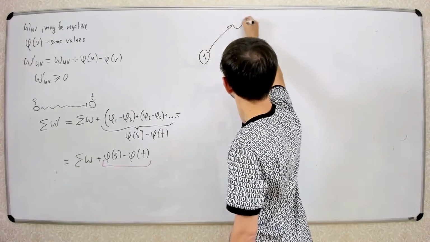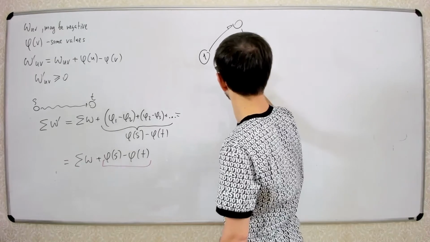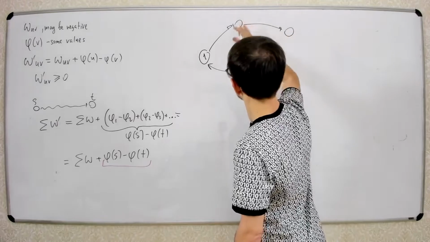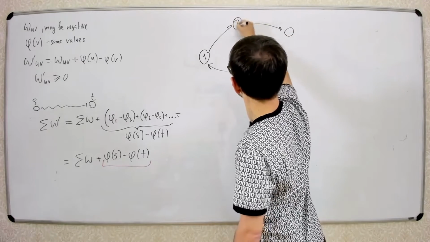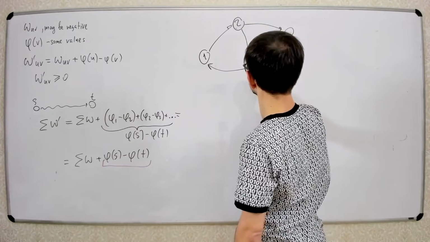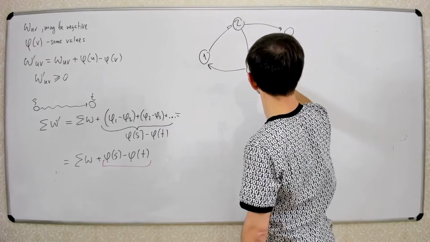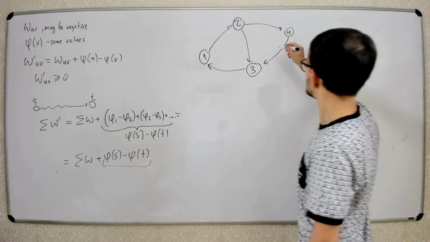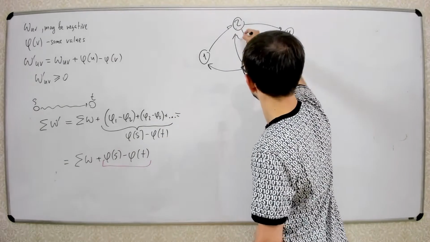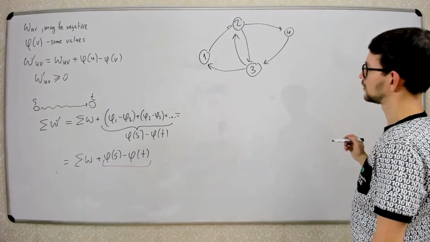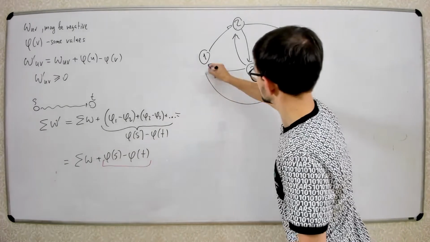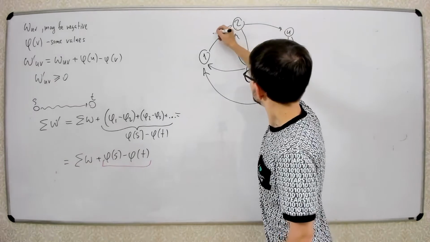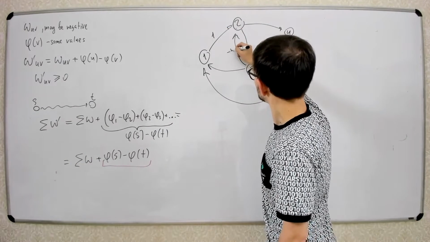Well, let's draw something. Something to here, and something here. And some more, let's say. And this. Yeah, good enough. And let's apply some weights here. So let's say 1, minus 5.